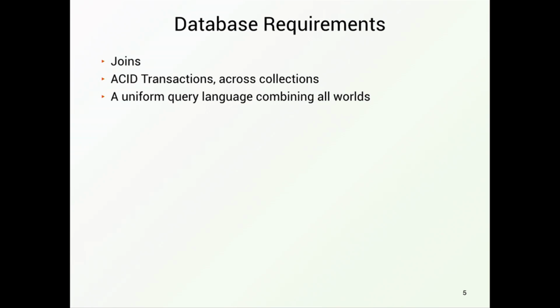So what are the requirements for the database in this special case? A database has to be able to perform joins. It has to be able to perform ACID transactions, because otherwise you would be in trouble with graphs. In a graph, if you delete a vertex, you have to delete all the edges as well. If that is only done with eventual consistency, we are getting into trouble. And also you need a uniform query language on top of that that combines all these worlds.